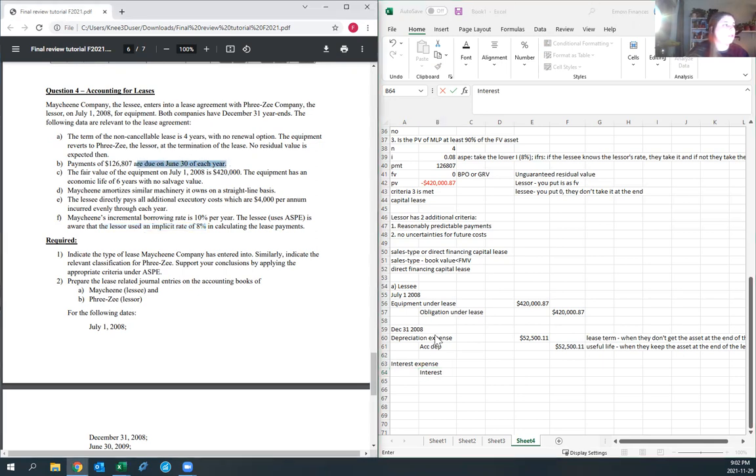So the payments are due on June 30th. So you're only going to record the 6 months interest. That's for your depreciation, like the number of years that you're depreciating. For your N.